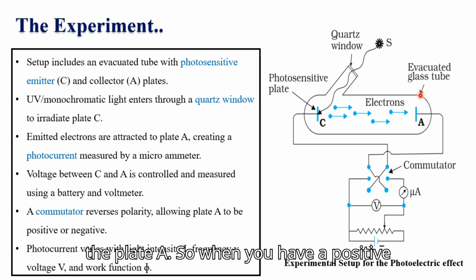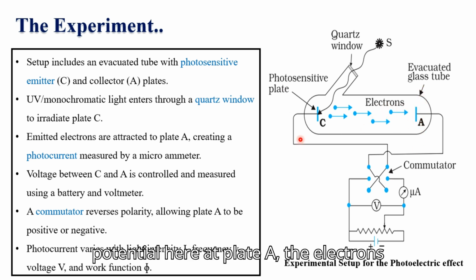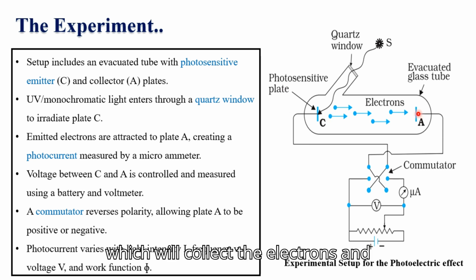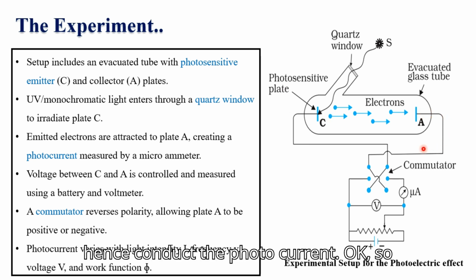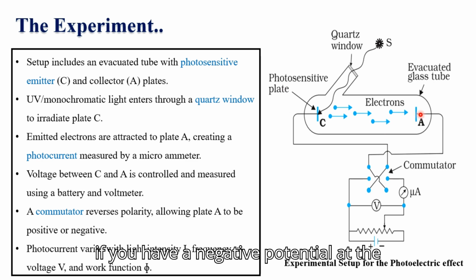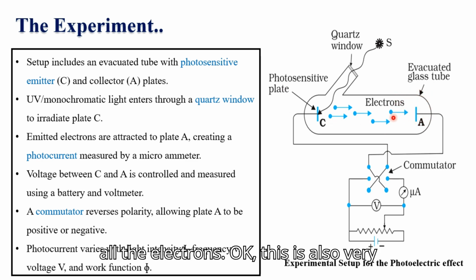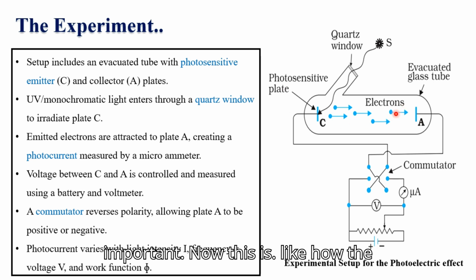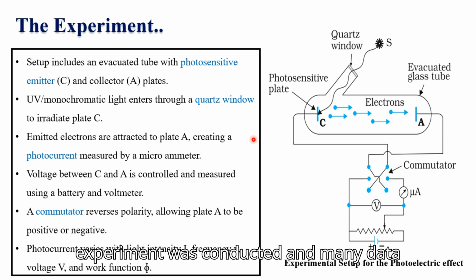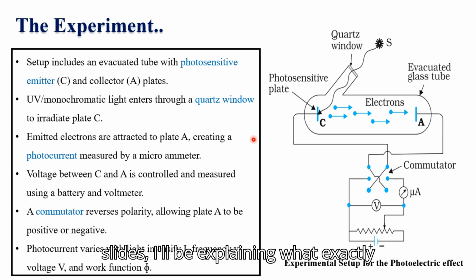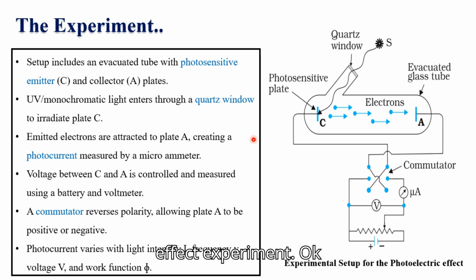So when you have a positive potential at plate A, the electrons are attracted towards plate A, which will collect the electrons and hence conduct the photocurrent. If you have a negative potential at plate A, it will gradually repel away all the electrons. Okay, this is also very important. Now this is how the experiment was conducted and much data has been collected. So in the next slides, I'll be explaining what exactly were the findings of the photoelectric effect experiment.